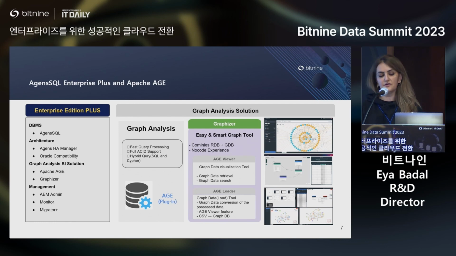Below the Graphizer, as you can see, we have an AGE Viewer, which is a tool for visualizing your data and understanding your data better. And finally, at the bottom, we have the AGE Loader, which is a dedicated tool for loading data into our system. Whether you are migrating from another graph database or integrating via CSV, the AGE Loader streamlines the process efficiently.